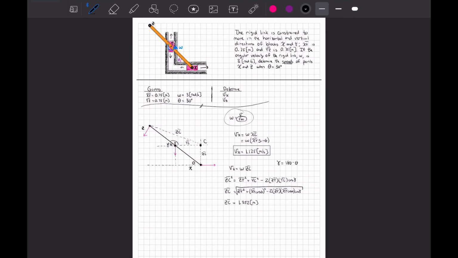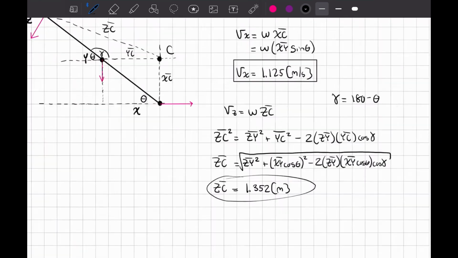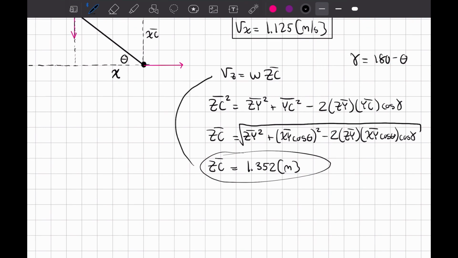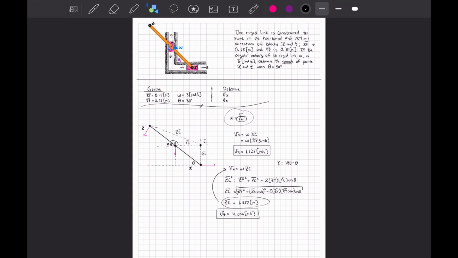Okay? And now that we have that, we can just simply plug in here. Right? So that's going to give us Vz is just going to be 4.056 meters per second. And that's a wrap. That's our entire problem.